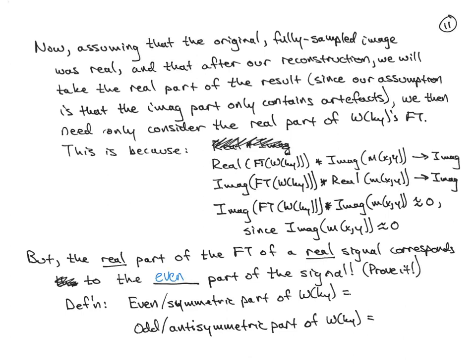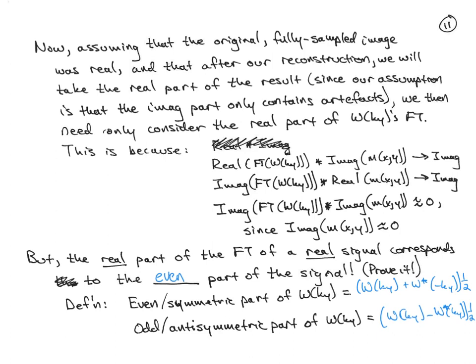This is a basic fact from Bracewell's Fourier transform book, and it can be proven pretty easily. By definition, the even or symmetric part of a signal, in this case the signal w of ky, is given by w of ky plus w complex conjugate of minus ky, times 1/2, and its odd or antisymmetric part can be derived as w of ky minus w complex conjugate of minus ky. This works for any signal ever. This is how you can get the even and odd parts of any signal. Here we're applying it to this weighting function.